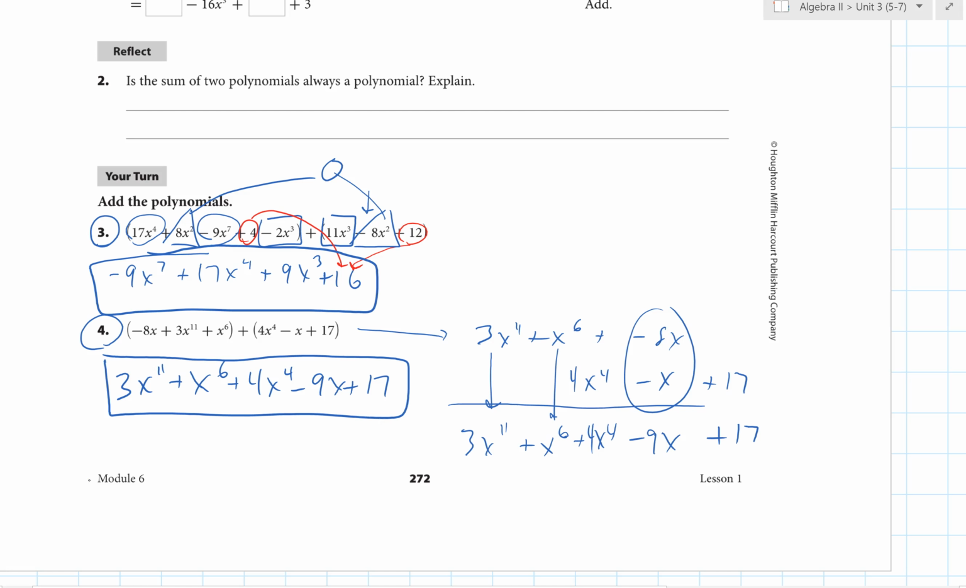Okay, so that completes our examples for section 6.1. This video also includes lesson 6.2. So now I'd like you to open your books to page 284.